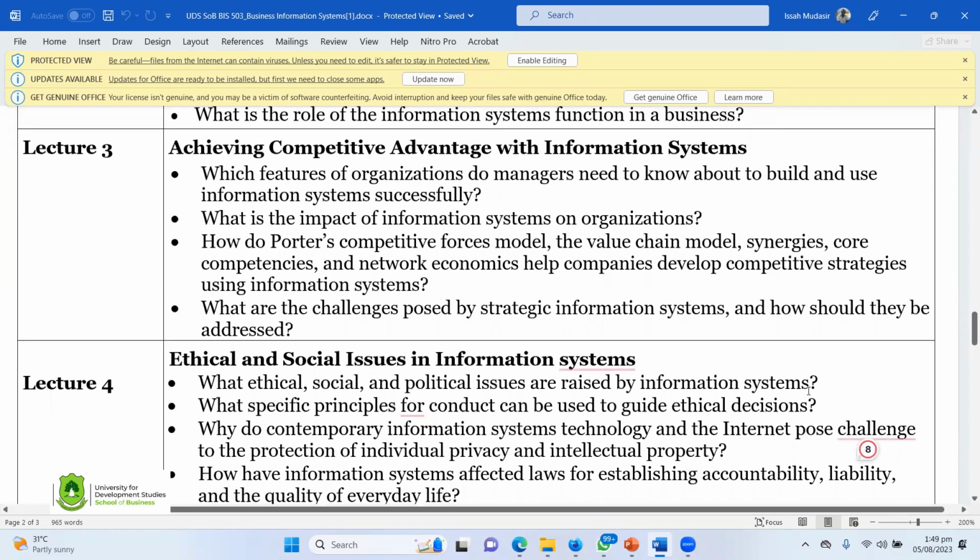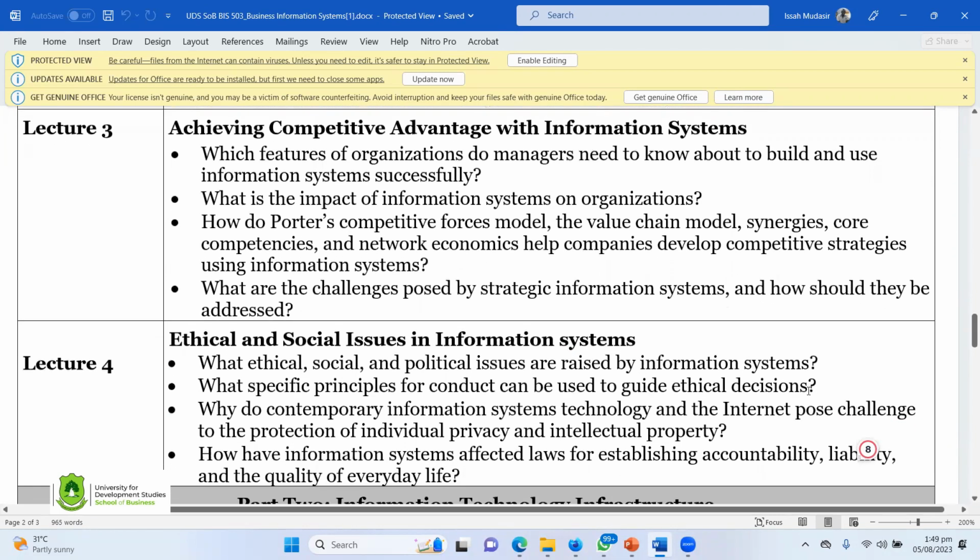The third lecture would involve how we can leverage information systems to attain a competitive advantage, to attain a competitive edge over others. Then here, we'll draw on some marketing principles, Porter's 5 forces model, to see how we will be able to do that.